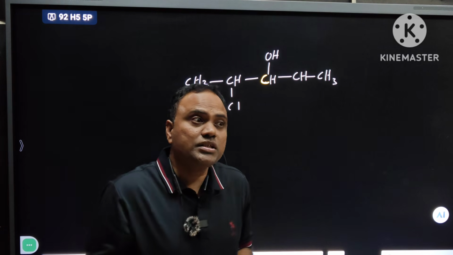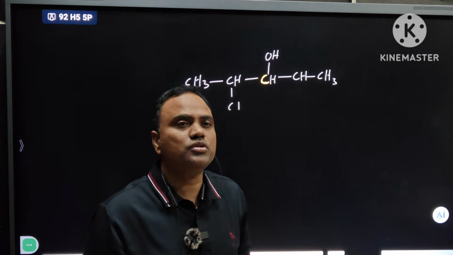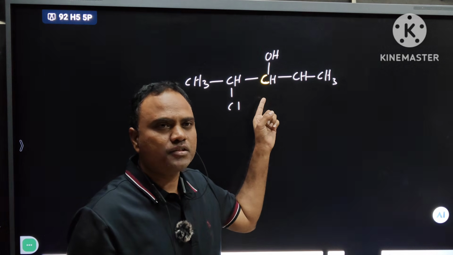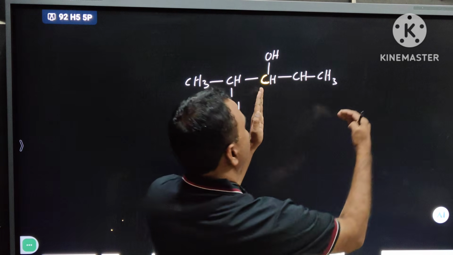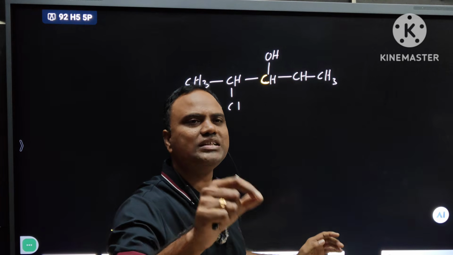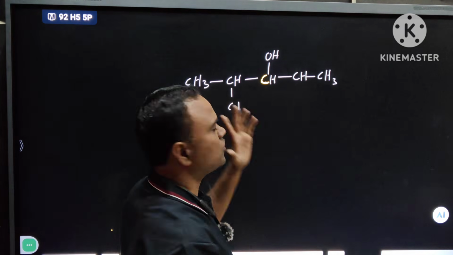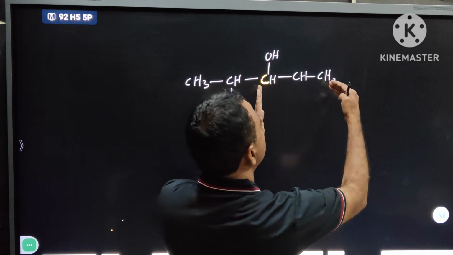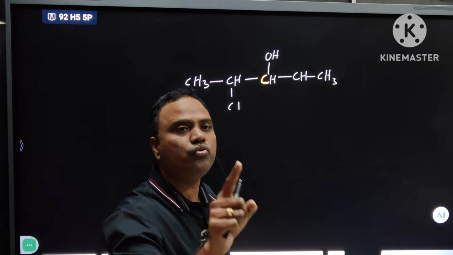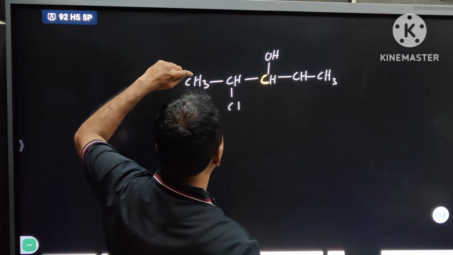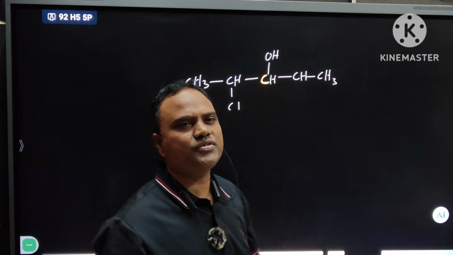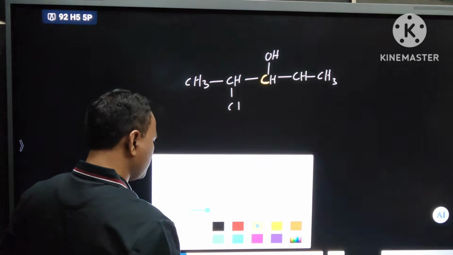Then another consideration we have to take. What is that consideration? The substituent position. If we go in this direction or in this direction, the OH group containing carbon is getting the same number. Then check chlorine. If you go in this direction, the chlorine containing carbon is getting 4. If you go in this direction, 1, 2 only. So this is correct, left to right. Yes, 2-chloro is correct.